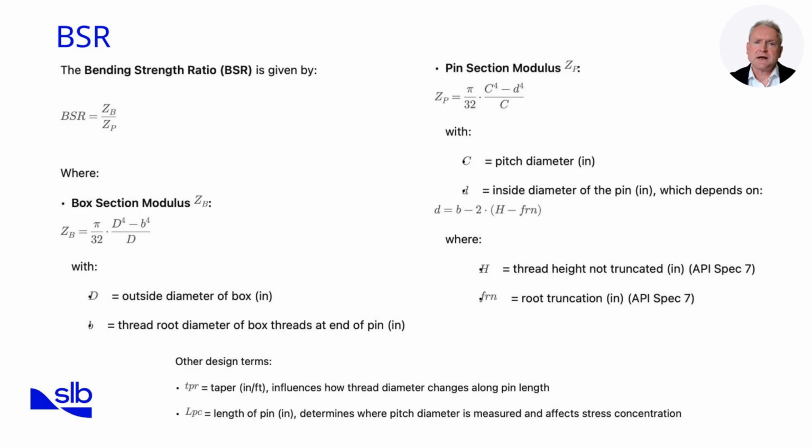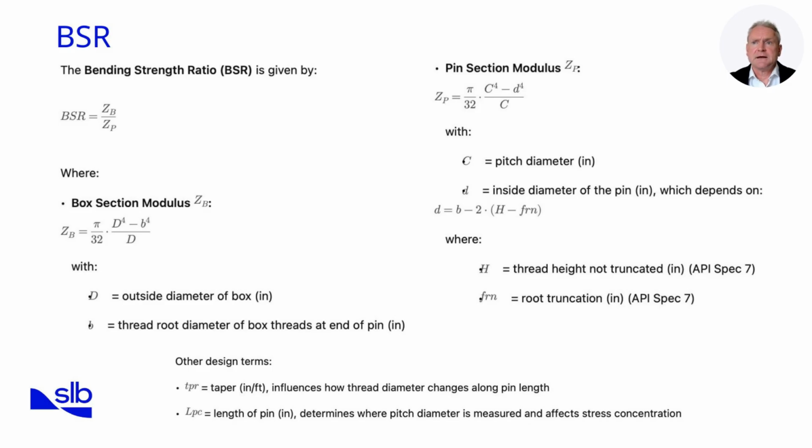A larger outside diameter or a thicker box wall increases its section modulus, which makes the box stronger in bending. For the pin, the effective wall thickness depends on the pitch diameter of the threads, the thread height, and the amount of root truncation. If the threads cut too deep, or if the root is not properly truncated, the pin becomes weaker. Taper and pin length also matter because they define how the load is distributed along the threaded connection.